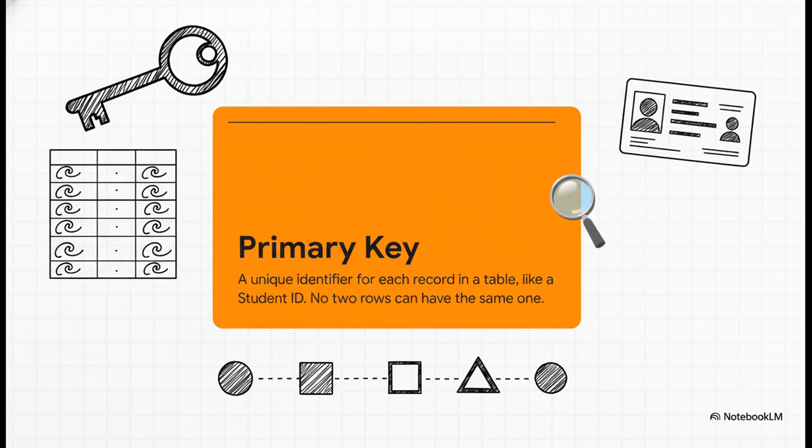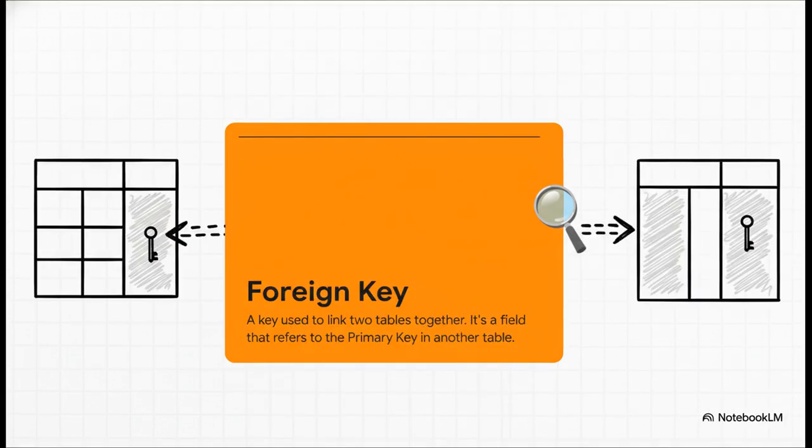It's just like your own student ID or driver's license number. It's guaranteed to be unique to you and only you. And now, it's time to build that bridge. We do it with something called a foreign key. A foreign key is just a column in one table that holds the primary key from another table. It's the little connector, the pointer, that creates the link.